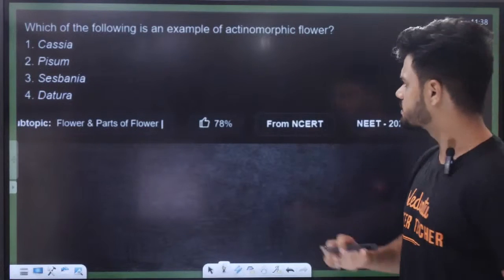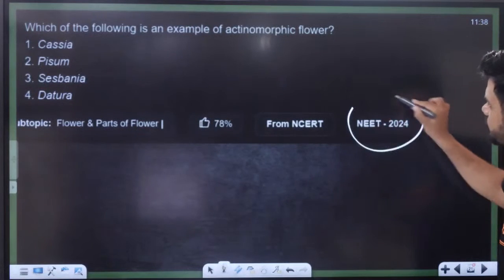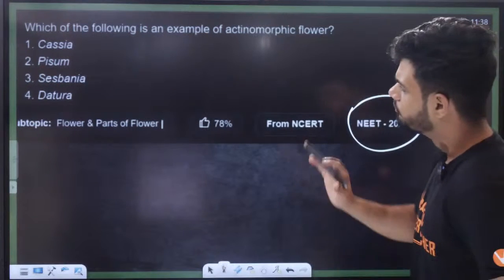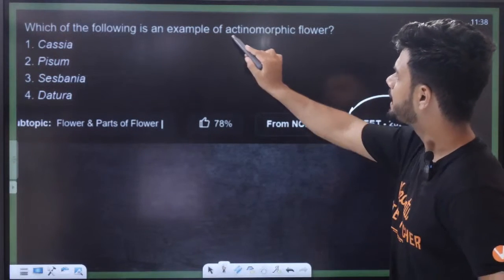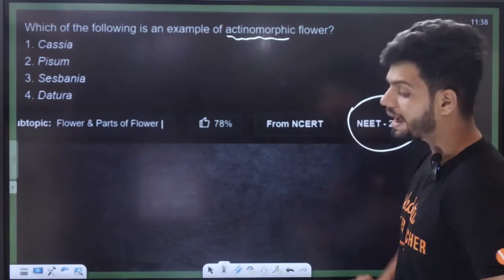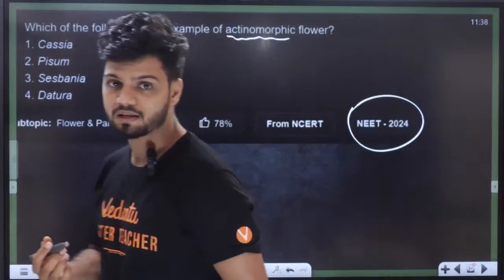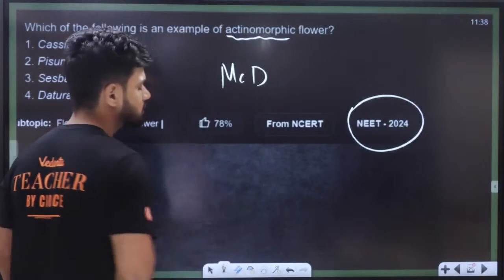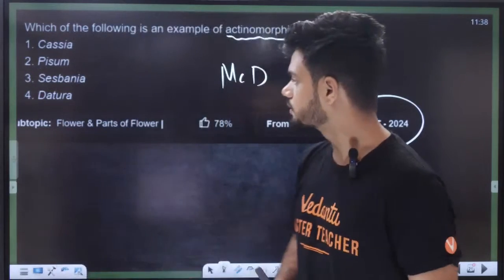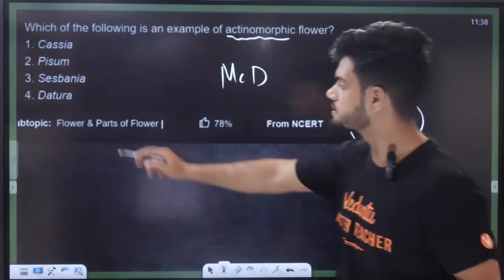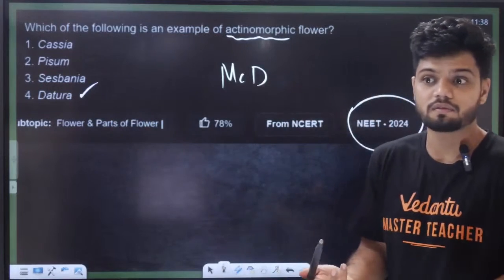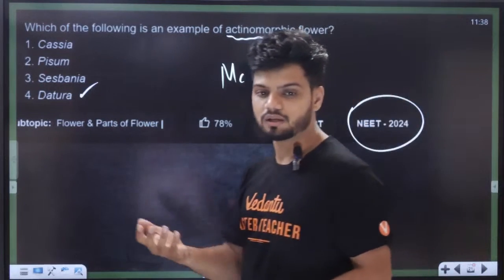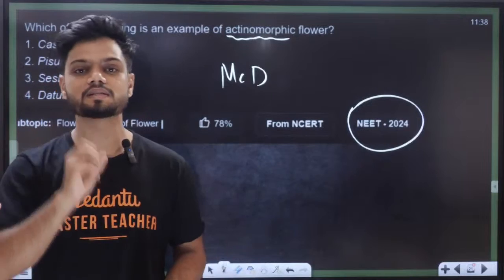Now look at this question, students. Again from NEET 2024, a very recent question. Which of the following is an example of an actinomorphic flower? ACT, like you do ACT for McDonald's: MCD, mustard, chili, and datura. So what is the answer here? Datura is given right here. So mustard, chili, datura. Datura is the answer.